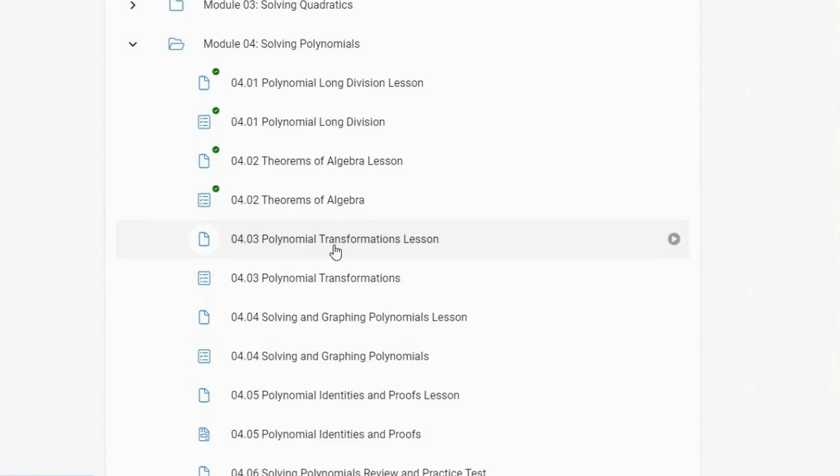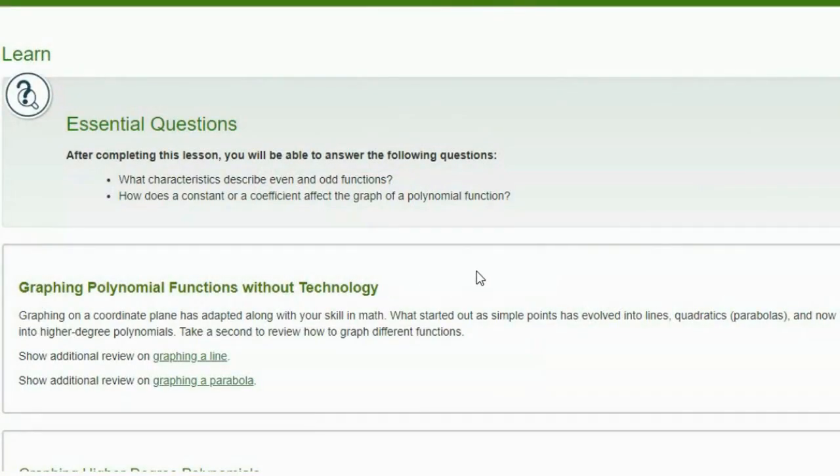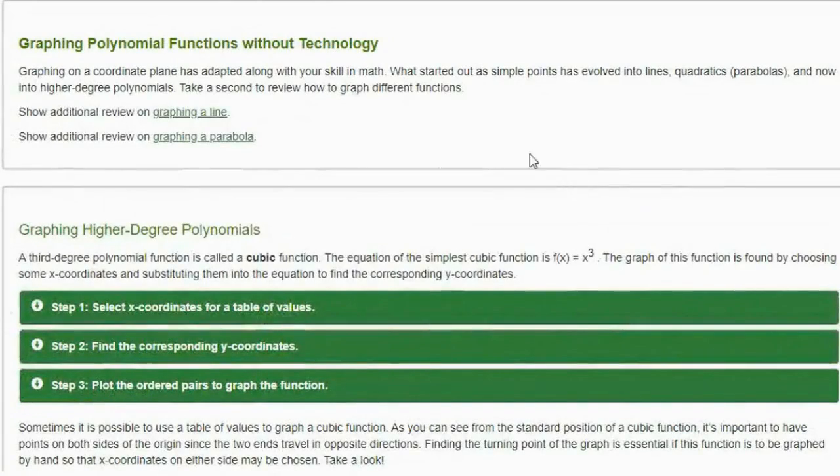Polynomials, that means something bigger than an x plus 4. It'd be like x squared, x to the third, x to the fourth, anything like that. Polynomial, something with multiple terms. X to a big term. So we're going to describe what characteristics describe even and odd functions. We're going to be able to describe those. And how does a constant or a coefficient affect the graph of a polynomial function?